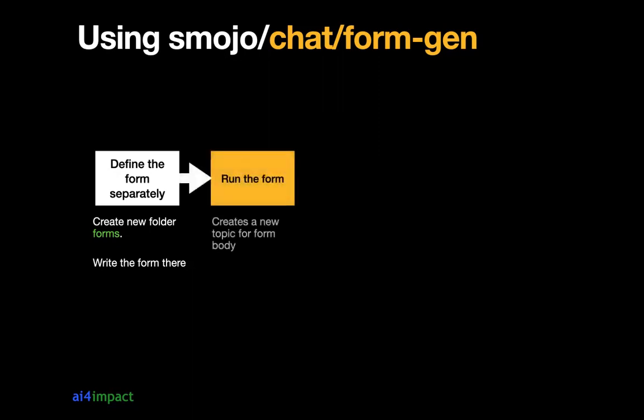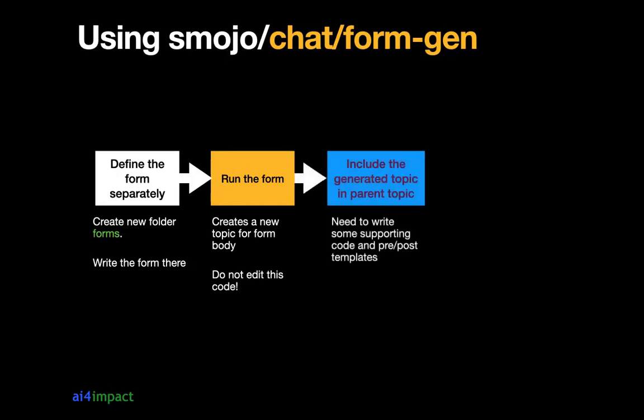Okay. And then you got to run the form. So you don't publish it, you just run the form itself. And that will create a new topic for you. All right. And this is an auto-generated piece of code. I'll come to this shortly. And then the idea is that you want to include that auto-generated piece of code in some parent topic to support the pre and post processing of the form itself. And then finally publish your bot as normal.